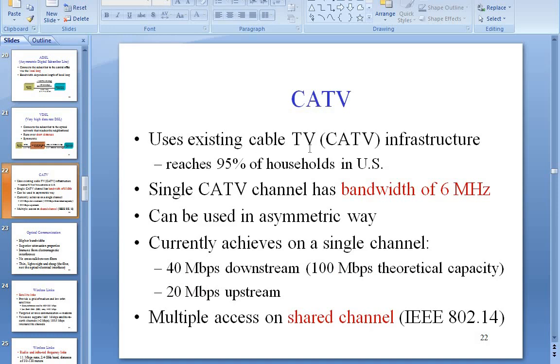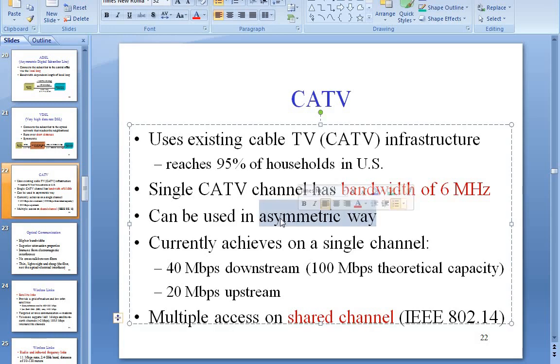Cable TV uses the existing cable TV infrastructure, and this normally reaches 95% of households in the US. A single cable TV channel has a bandwidth of 6 megahertz and can be used in an asymmetric way. Asymmetric means that there might be a difference between downlink and uplink bandwidth, and currently achieved on a single channel is 40 Mbps downstream and 20 Mbps upstream. If you need multiple access on a shared channel, that is possible with the IEEE 802.14 standard.